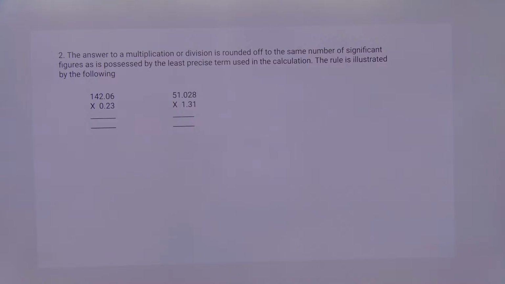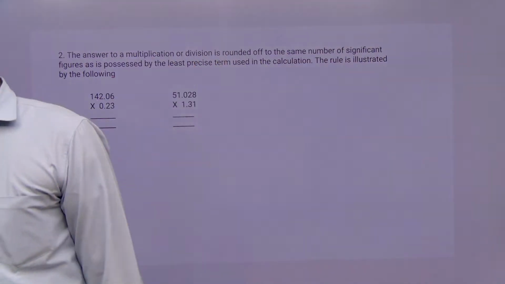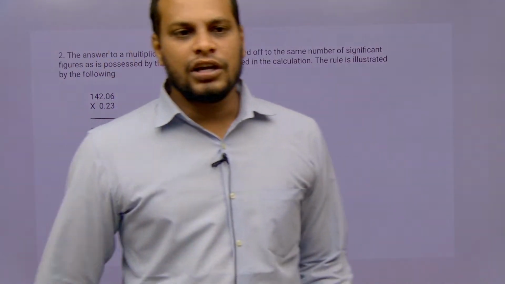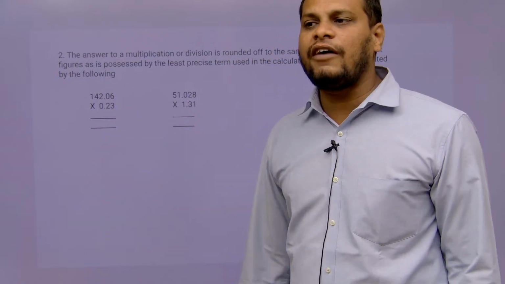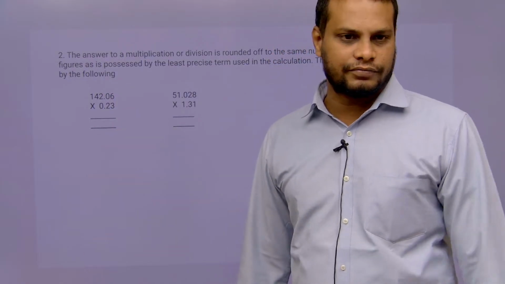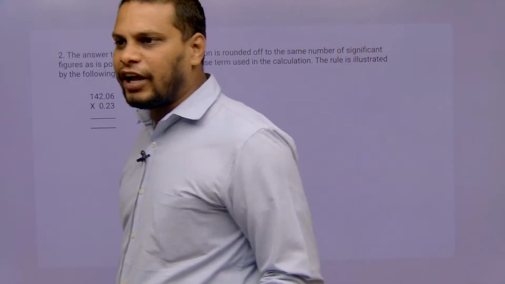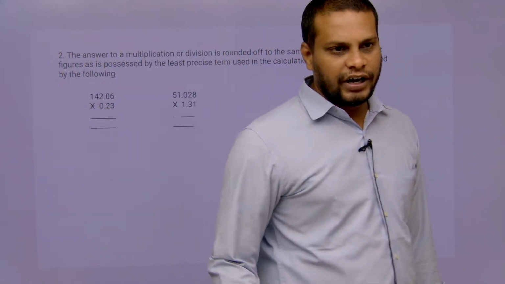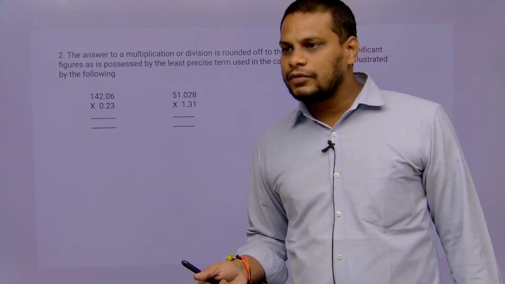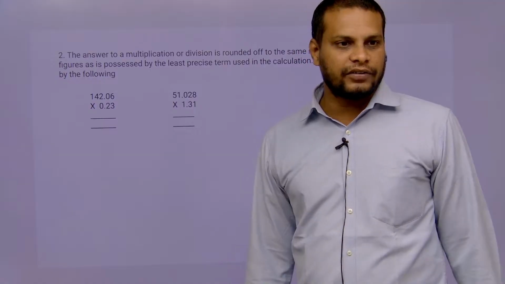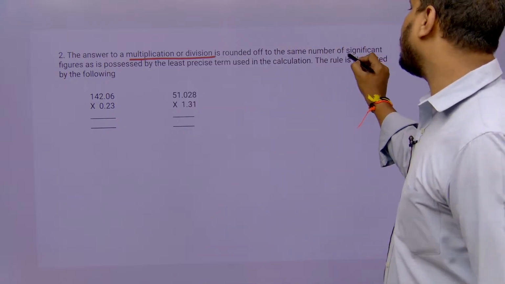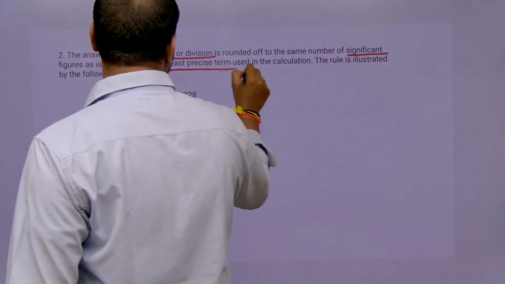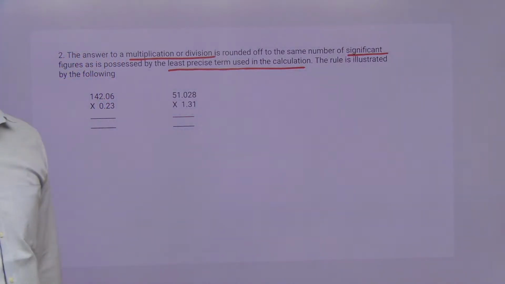Now, significant figures in multiplication and division. In multiplication and division, the final answer should be reported such that it has the least number of significant figures in the given data. In addition or subtraction we take decimal places. But in multiplication or division, what do we have to consider? Significant numbers, the least precise term in the calculation.